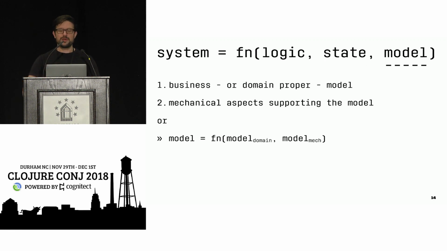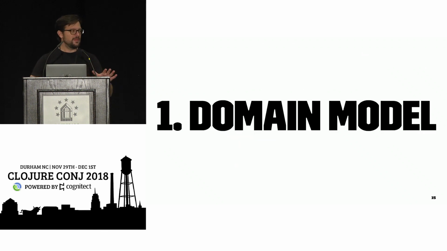The model, however, I think that we also have to break down into two different parts. One is the business or domain proper part of the model, and the other one is mechanical aspects that support that business model, that domain model. Or, if you want to express it as a function, the function of the domain model proper and the mechanical aspect of it. What do I mean about these things, right?